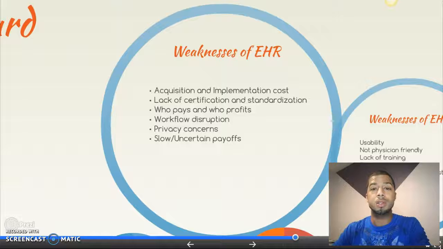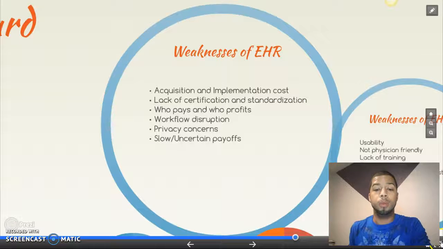Also privacy concerns, thinking about more ways in which a patient's records can be accessed. It's more than before with paper records. That's definitely a weakness. We have to make sure to have proper safeguards for the patient's records and make sure that they're only being used for the proper need of that given healthcare professional that's accessing the information.